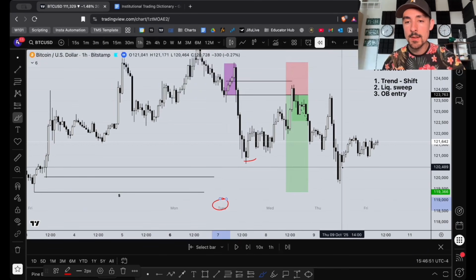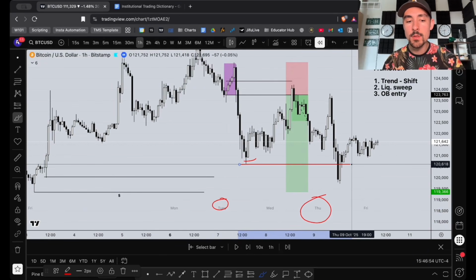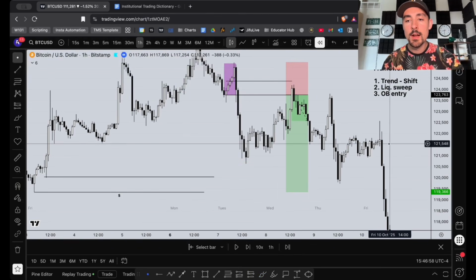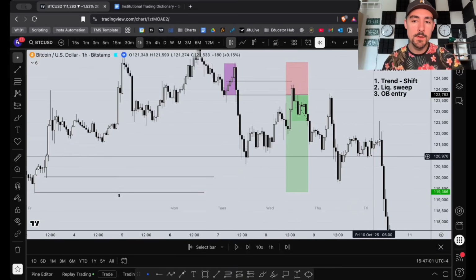This was Tuesday. Here's Thursday. Thursday creates the new low. You're holding that trade for maybe a day or two. And then we see a huge melt-off on Friday.